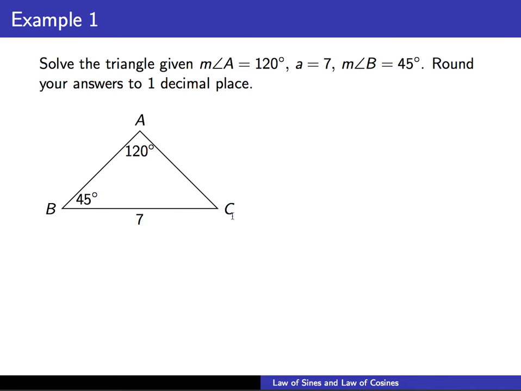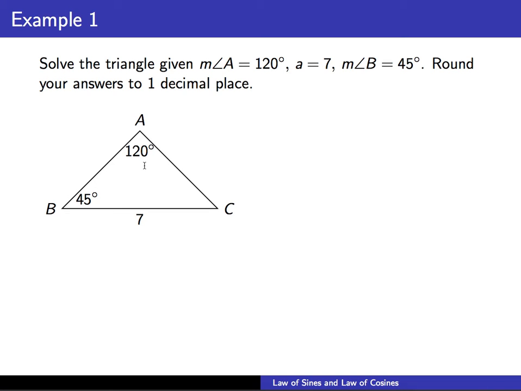Round your answer to one decimal place. Oftentimes, you may not be given a diagram, so if you're not, just sketch one. It doesn't even have to look pretty or beautiful or even accurate, just as long as you have your side lengths opposite the angle of the same name.